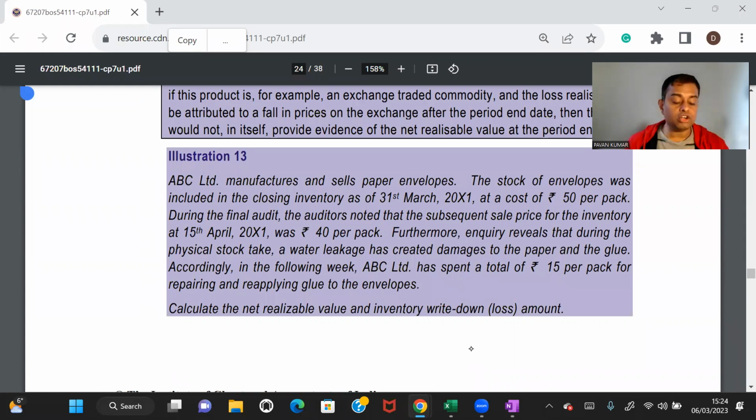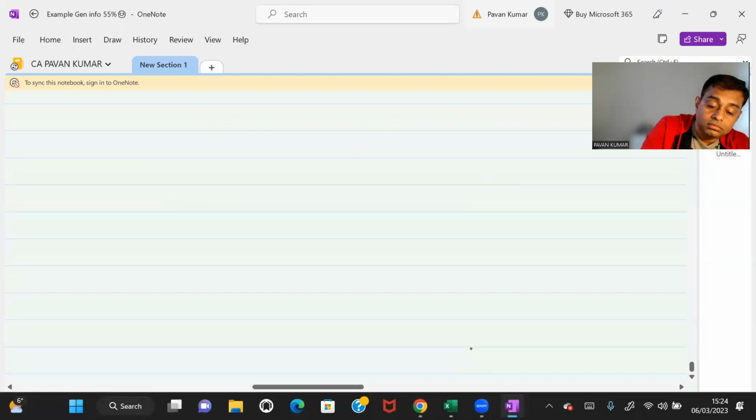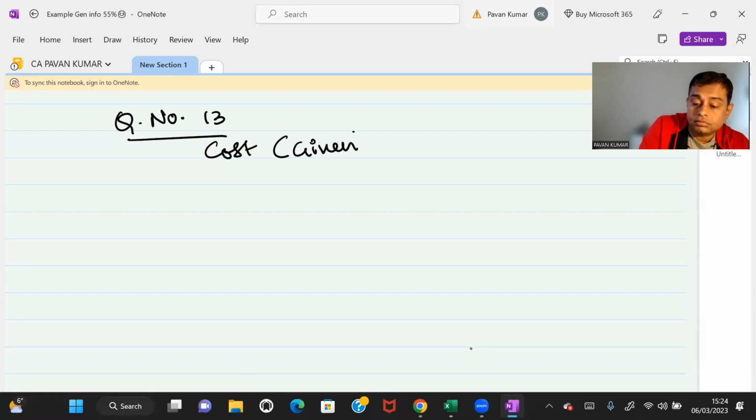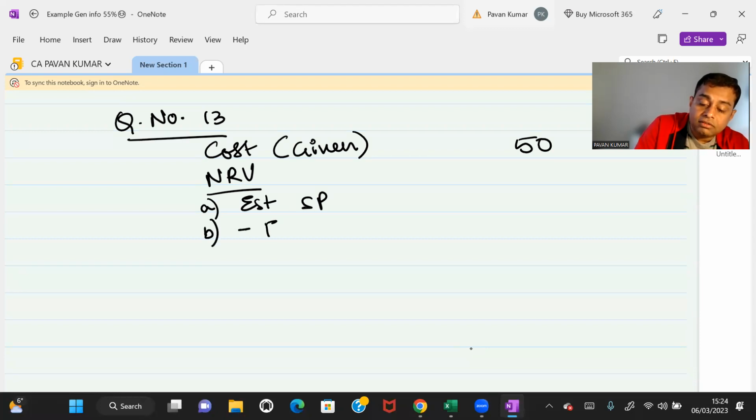Very good. Simple question. All of you read the question once again. We have to say cost or NRV, whichever is lower, correct? Cost we know, 50 per pack they have given. Question number 13. Net realizable value: what is net realizable value? Estimated selling price minus cost to sell.